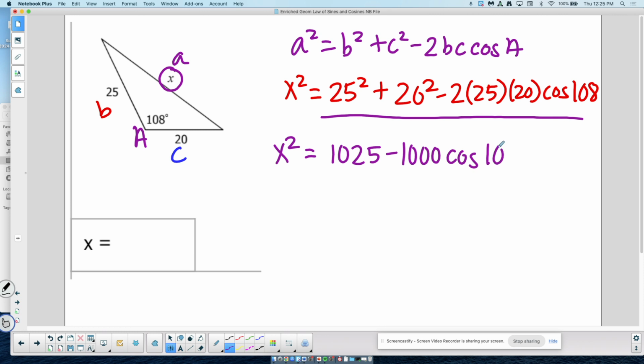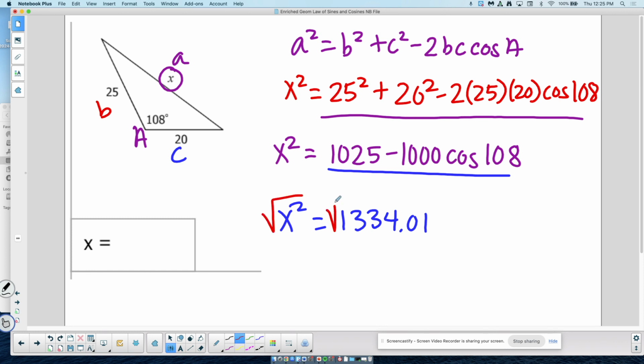Cosine 108. Now we're going to type this into our calculator. So x squared equals 1,334.01. Now we'll take the square root of that. Square root of that, oops, I keep making all these little errors. 36.5.